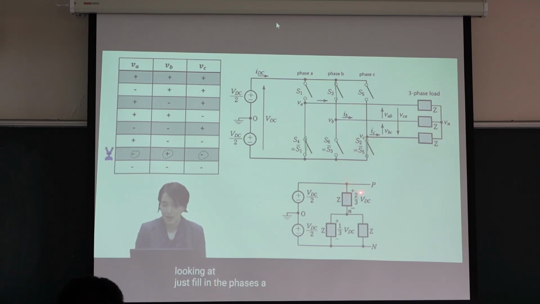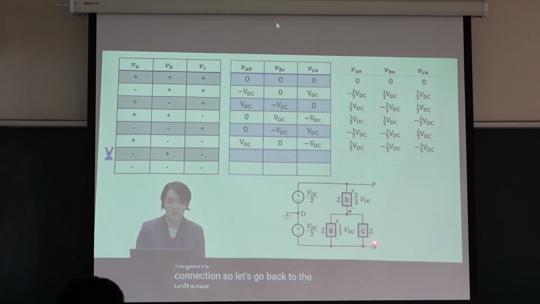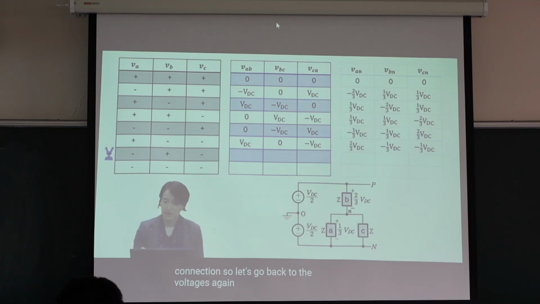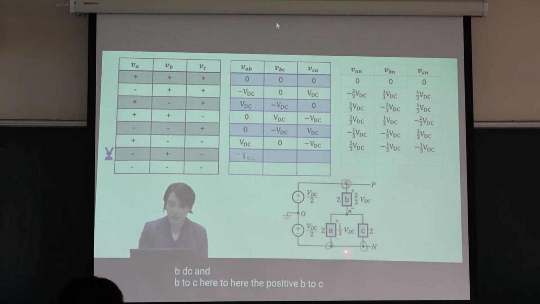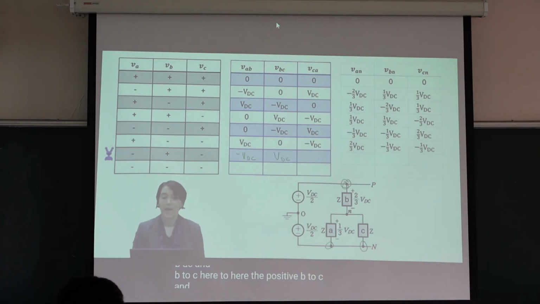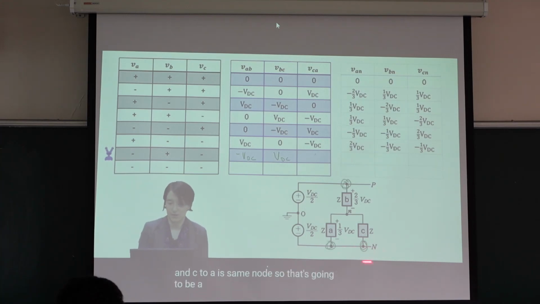Just fill in the phases. A is negative, B is positive, and C is the negative connection. Okay, let's go back to voltages again. The A to B is negative VBC. And B to positive C, VBC positive. And C to A is the same, going to be 0.